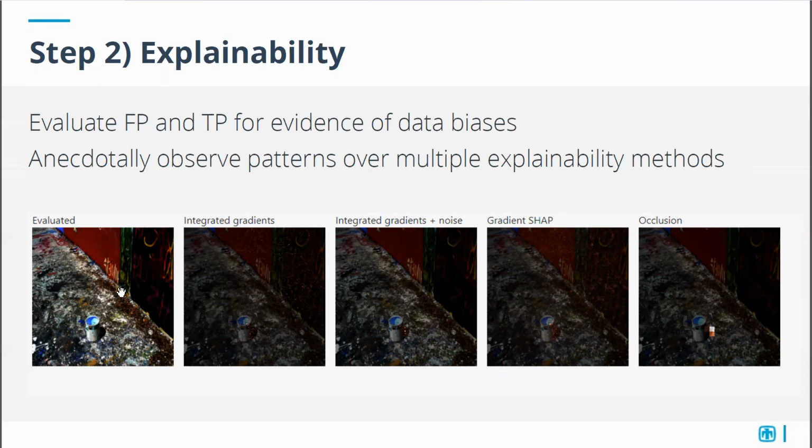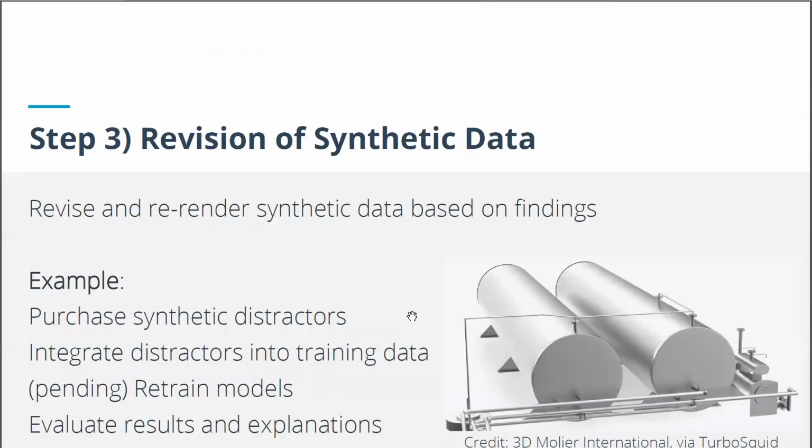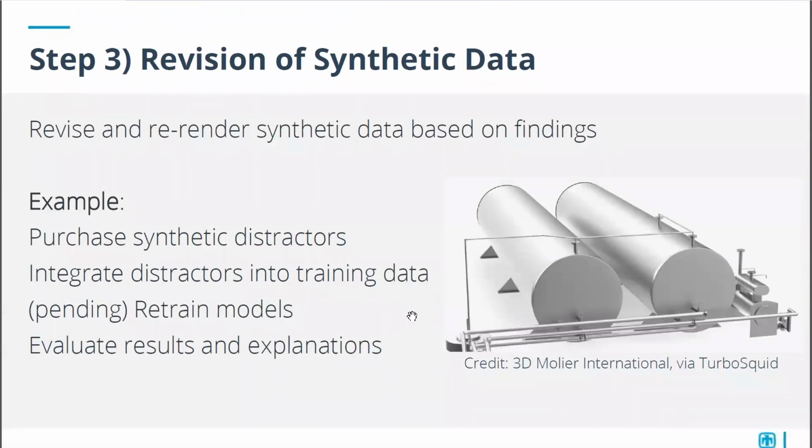So we observe patterns, for example. This is the original picture that was evaluated. We use these 4 different explainability techniques, and this was one that was classified as being a 30B uranium hexafluoride container. And there are all these indicators right around the paint can that make us think, oh yeah, we didn't give any pictures of paint cans and say, hey model, this is not the container that we're interested in. So what we do then is revise our synthetic data. We evaluated a bunch of these results and saw a bunch of cylindrical type things that were being classified as our containers, and they weren't our containers.